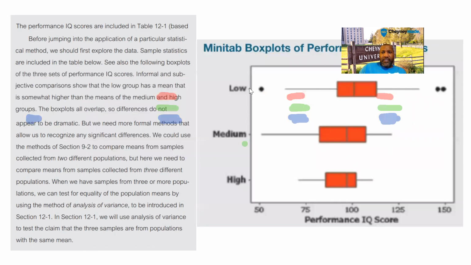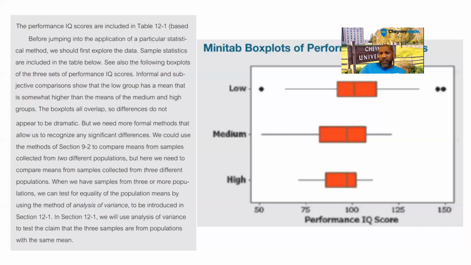Okay, so let's clear this. Let's go on to what else was being stated in this. See the following box plots of 3 sets of performance IQ scores. Informal and subjective comparisons. Now, what does this mean? Informal is just us kind of eyeballing it. Now, we're in a stats class, so we know that we're not going to do that. But this right here is just kind of eyeballing it.